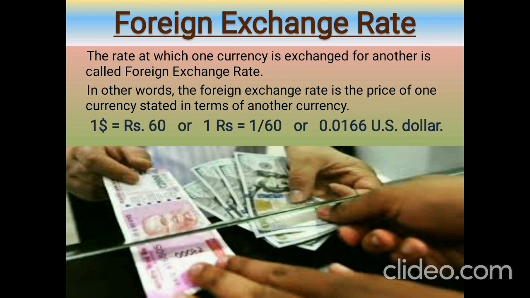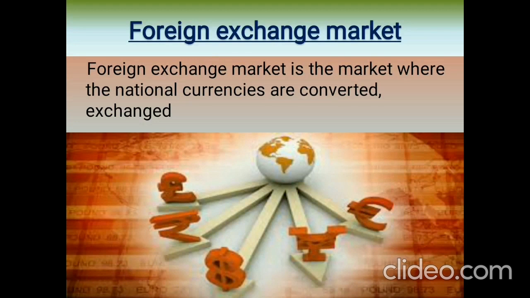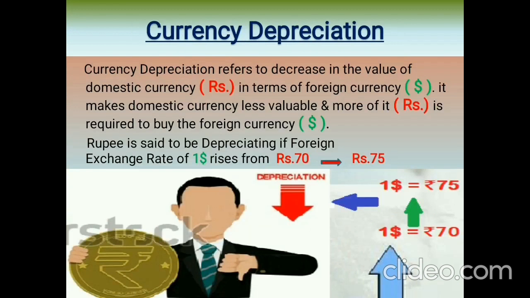Now we move to the foreign exchange market. This is a simple one. Foreign exchange market is a market where national currencies are converted or exchanged. Simply, this is the meaning of foreign exchange market. So our next topic is depreciation of currency. For understanding the depreciation, we have to take a domestic currency and a foreign currency. For this, we take domestic currency as Indian rupee and foreign currency as USD, United States dollar.